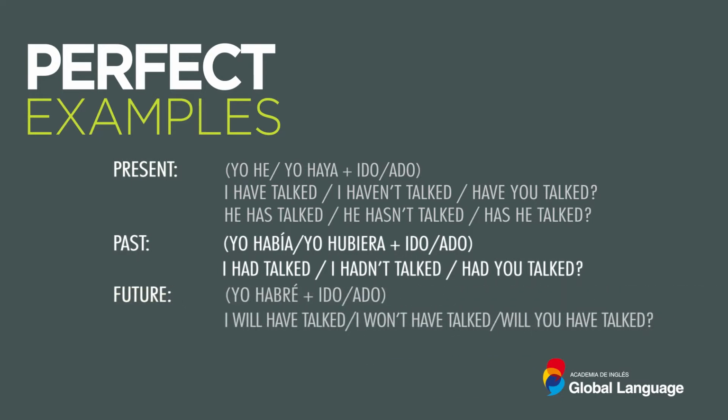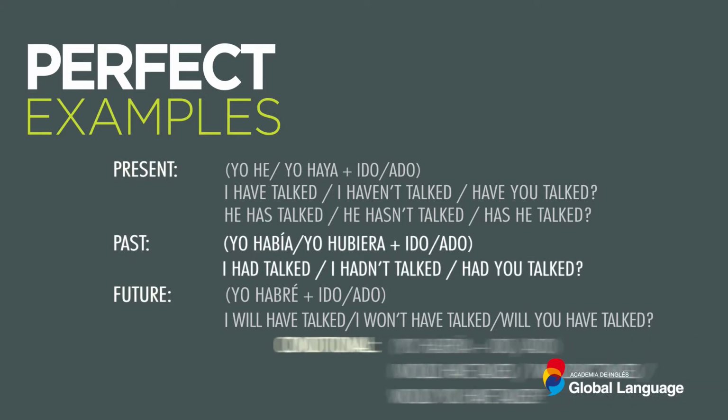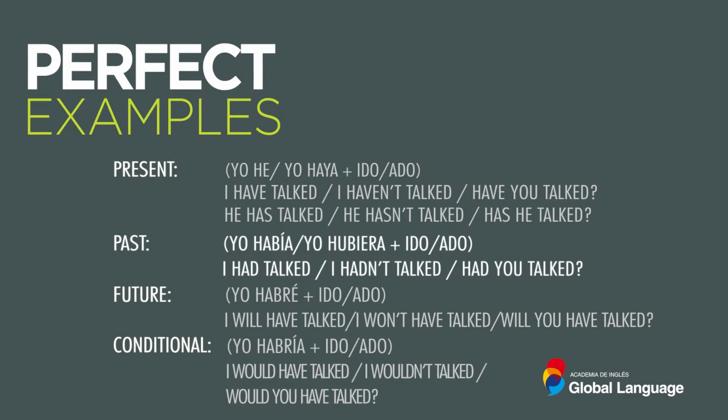Future. Yo habré, más ido o hado. I will have talked. I won't have talked. Will you have talked? Conditional. Yo habría, más ido o a. I would have talked. I wouldn't have talked. Would you have talked?